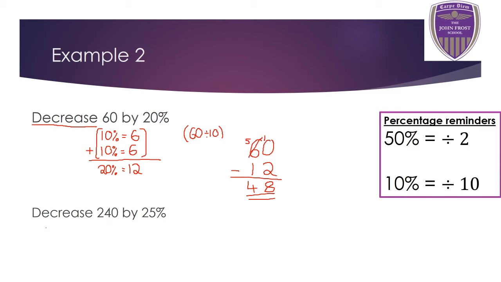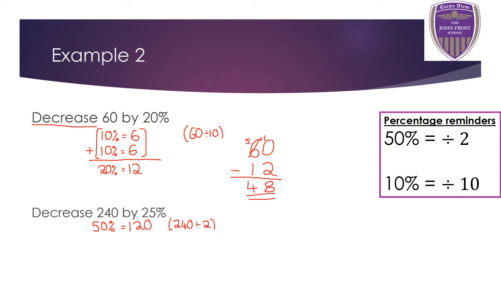Last example now. So decrease 240 by 25%. Now, let's think, how can we get to 25%? Well, I know 50% is quite easy to find. I do that by dividing by 2. So to get 50%, I do 240 divided by 2, which is 120.